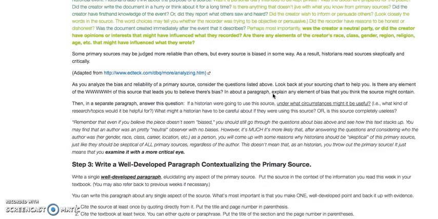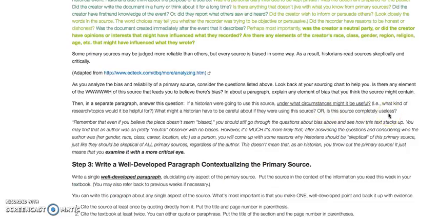And then in a second separate paragraph, answer the question here. If a historian were going to use this source, under what circumstances might it be useful? So think about what kind of research topics it might be helpful for, and then what they might have to be careful about if they're using this source. Or is this source completely useless and no one can ever use it? A little hint, this is almost never going to be the answer.